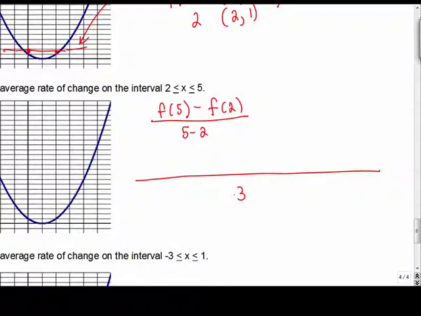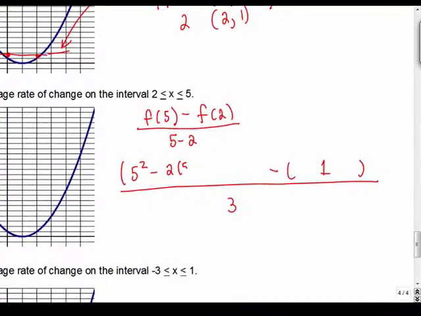Now I just did f of 2. f of 2 I actually learned was the number 1. Now to do f of 5, I want to do 5 squared minus 2 times 5 plus 1. So 25 minus 10 is 15, plus 1 is 16. So I'm going to get 16 minus 1 then over 3. That's 15 over 3, or 5. So I'm going to get a slope of 5.